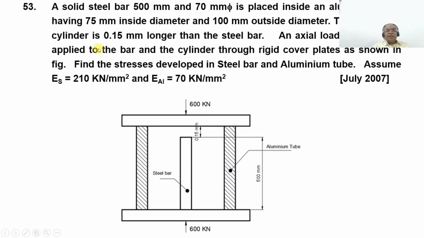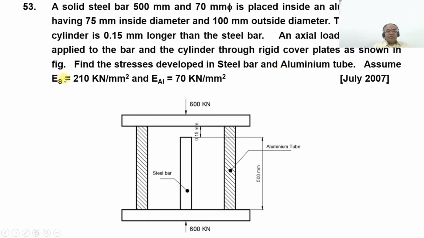The aluminium cylinder is 0.15 mm longer than the steel bar. So the steel bar has 500 mm, and the aluminium tube is 0.15 mm more than the steel bar. An axial load of 600 kN is applied to the bar and the cylinder through the rigid cover plates. So this is the rigid cover plates. Find the stresses developed in the steel bar and also in the aluminium tube.